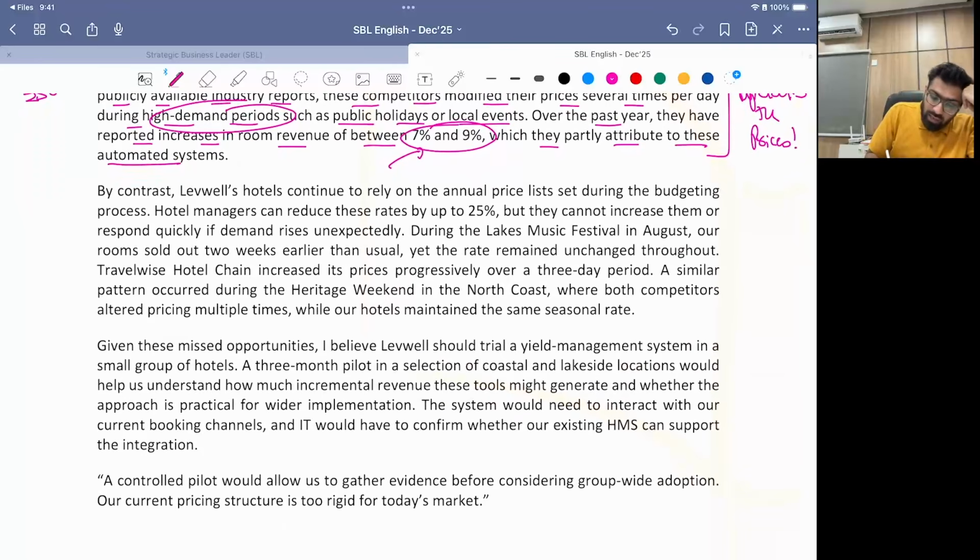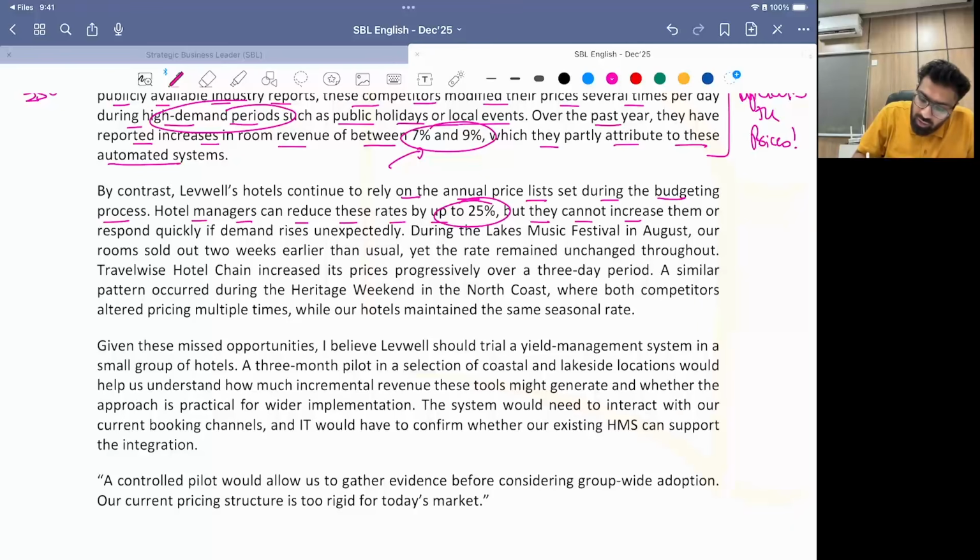Now, they rely on annual price lists set during the budgeting process. What the hell is this, guys? Are you guys those that set and budgeted price and then apply that without considering the real features? What the hell is this? This is really bad management, and somehow you guys have survived. I don't know how. Hotel managers can reduce these rates by 25%, which itself is a fraud. I have tested this requirement in a second mock. I'll bring it to you, right?